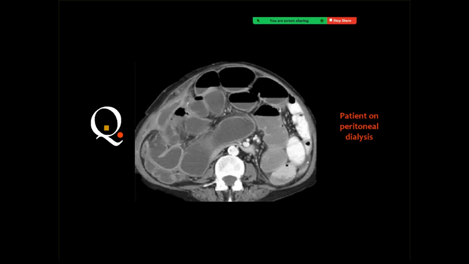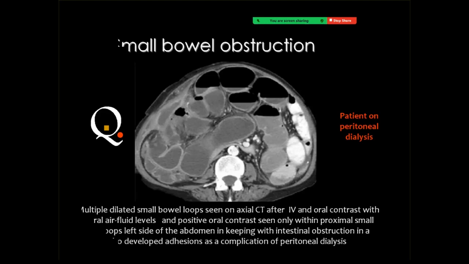But if you know that this patient is on regular peritoneal dialysis, then adhesions will be the most likely cause, because by this peritoneal dialysis, you got an incidence of introducing infection inside the peritoneal cavity, and this infection will heal by scars, and these scars will affect the intestinal loops and result in this small bowel obstruction.